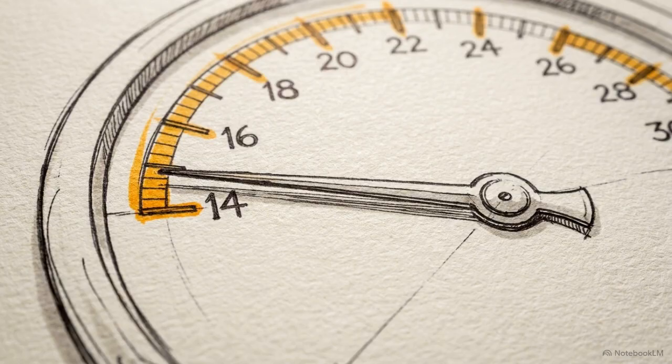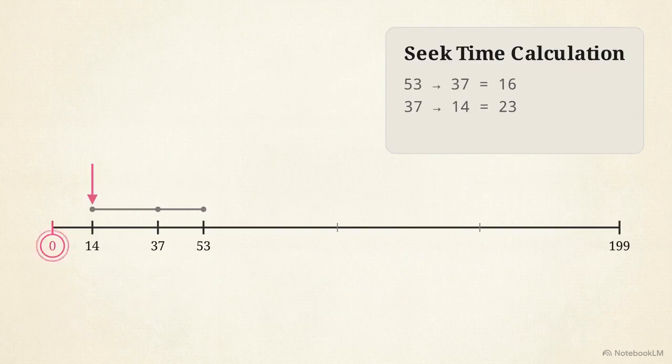With the final request in the leftward queue serviced at 14, the head does not immediately reverse its direction. Look at the warning highlighted at the 0 mark. The SCAN algorithm dictates the head must continue moving to the physical boundary of the disk. Even without a pending request at cylinder 0, it forces the hardware to travel there.